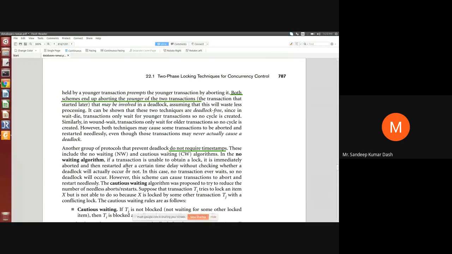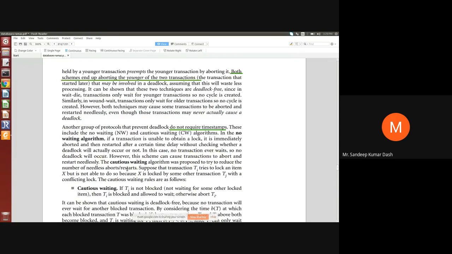So without letting it wait, it will be directly aborted and then restarted after a particular amount of time, without checking whether the deadlock may occur or not. It will be tested again at that point whether the lock is released or not. If not released, then again it will be aborted. So you just restart and abort. If you are not getting the item, then abort. That is no waiting. There is no possibility of waiting.